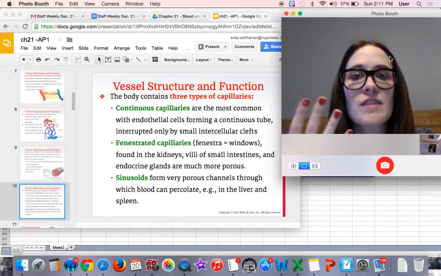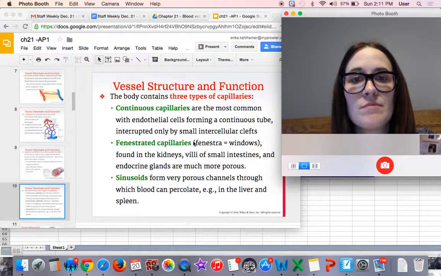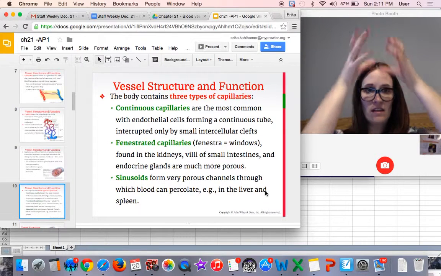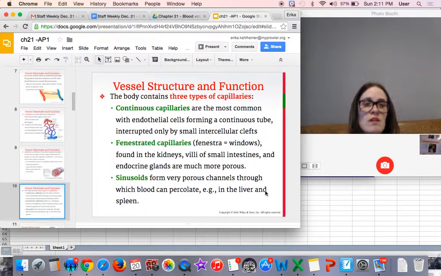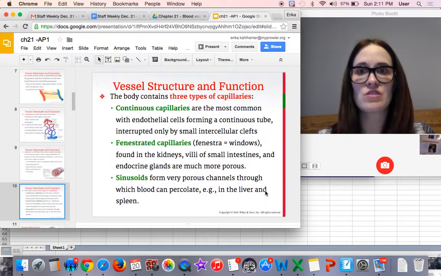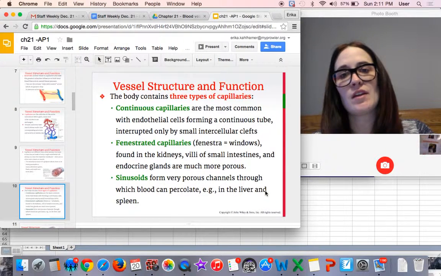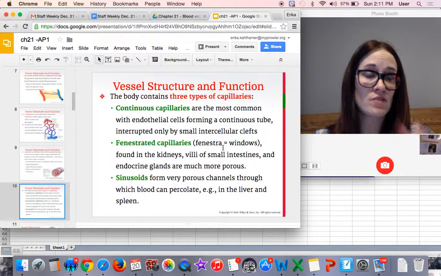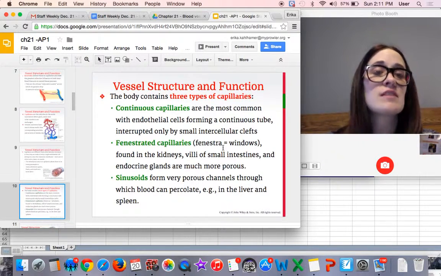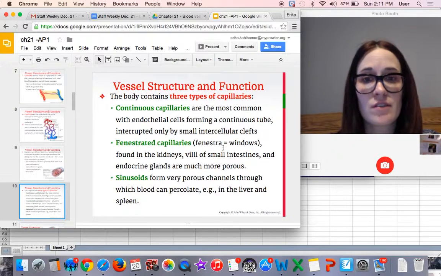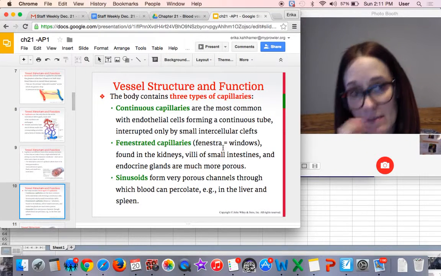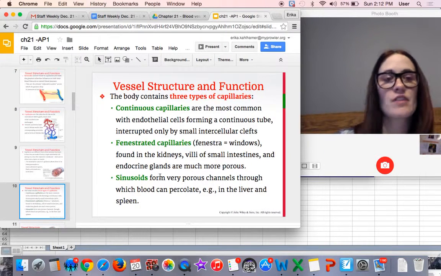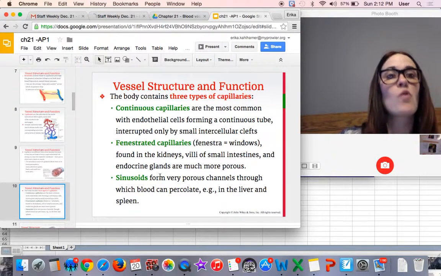Continuous capillaries are the most common. Their endothelial cells, or that lining, form a continuous tube with hardly any holes in it essentially. Fenestrated capillaries, and fenestra is like windows, have little holes essentially in the capillaries. You can find these in the kidneys where the blood is filtered, the intestines where nutrients are filtered, endocrine glands, pretty much parts of the body that are more porous.